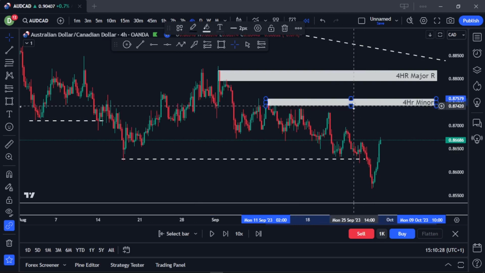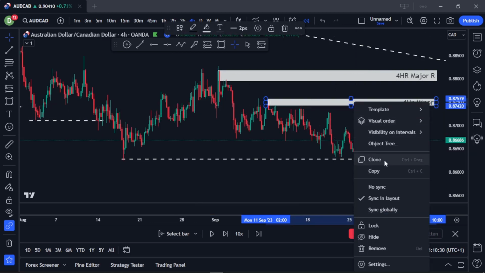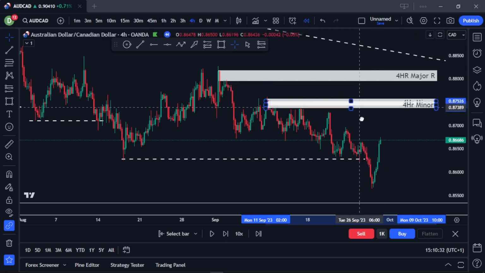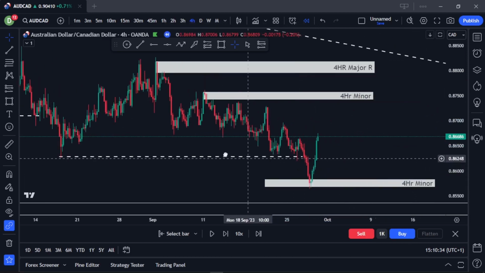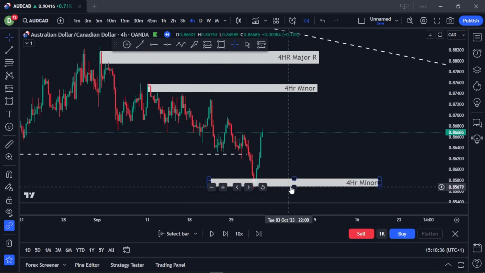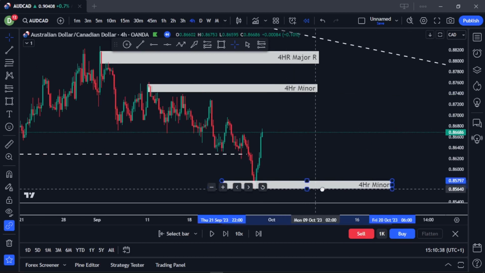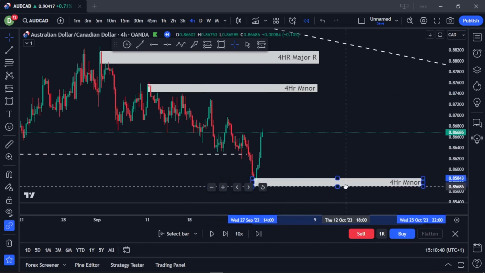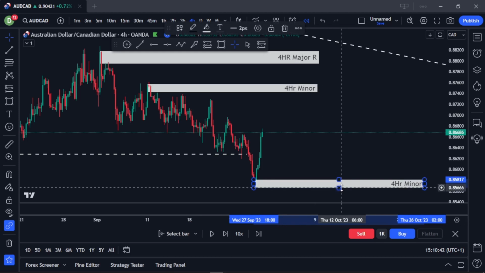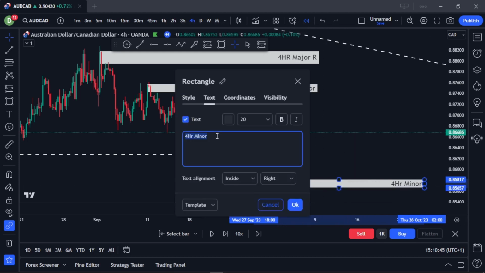Now I'm just going to duplicate this one here, and then I'll just say clone, and then I'll bring it over here. The reason I'm bringing it over here is that if the market pulls back into this area, we could be looking for a buy opportunity if it fails to break out of it. But since the market is still above it, we are still positive on a sell. So this one will say 4 hour support. So I have this as a 4 hour support.